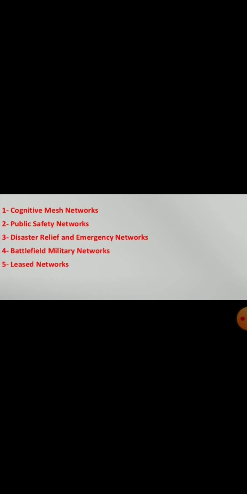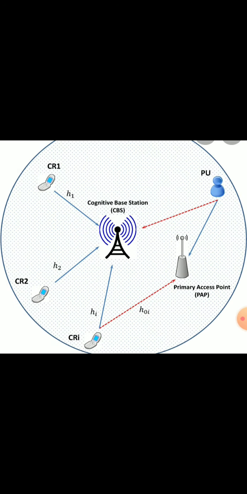Next, what are the requirements of cognitive radio? First, it coexists with legacy wireless systems. Next, it uses spectrum sources so that it does not interfere with other sources. These are the requirements of cognitive radio.